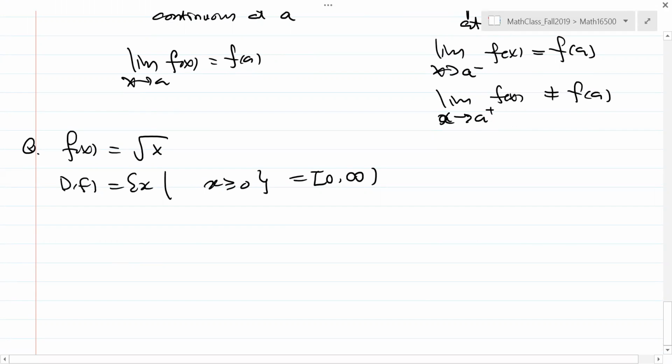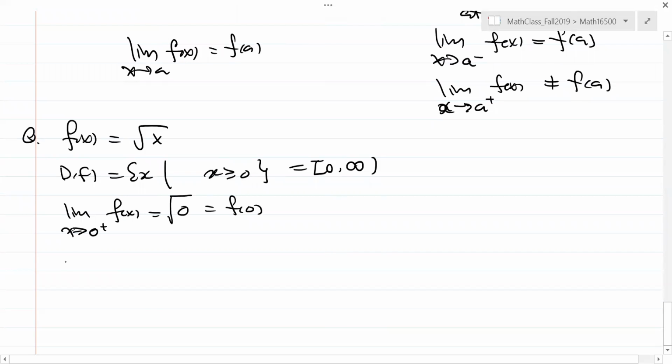So what can we say? Well, clearly when x approaches 0 from the positive side, this is going to be 0, which is going to be the value of the function at 0. Okay.